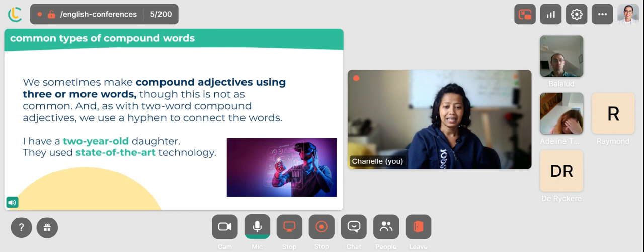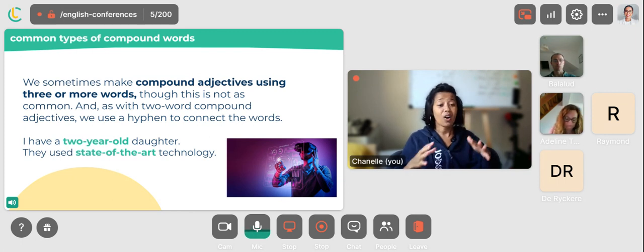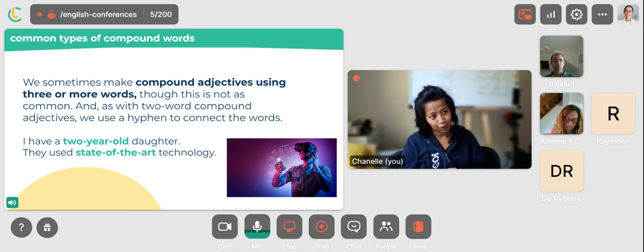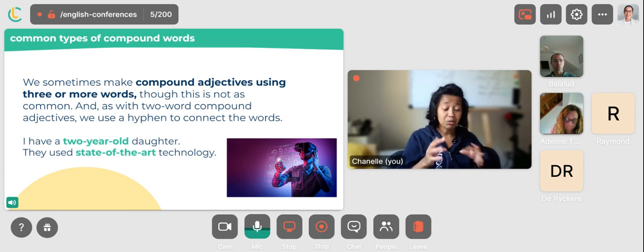For example, I have a 2-year-old daughter. They used state-of-the-art technology. So here you can see we used 2 or more words.